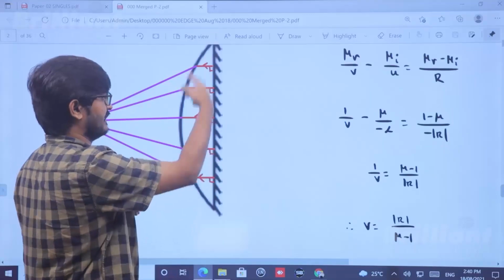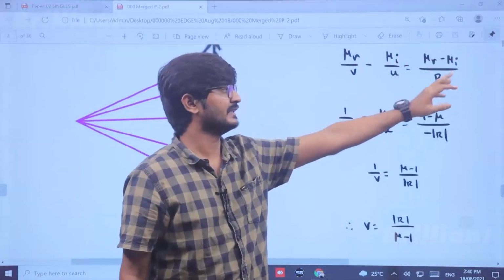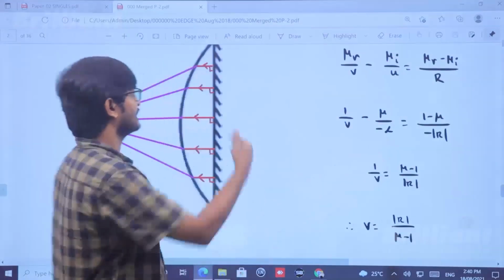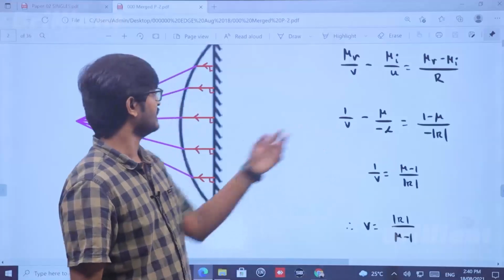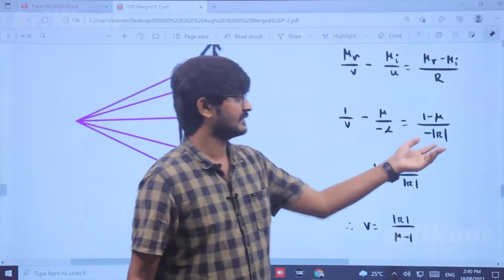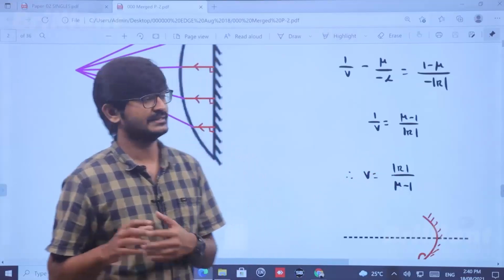I can use the refraction at curved surface formula, mu_2/v minus mu_1/u equals (mu_2 minus mu_1)/R. When I substitute, rays are coming parallelly, so you can take the object distance as infinity, image distance is v, and you can substitute the remaining terms, then you can get v equal to R/(mu minus 1).